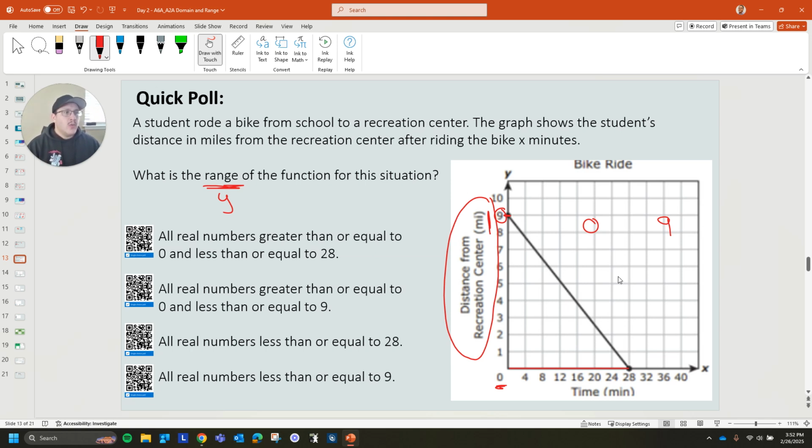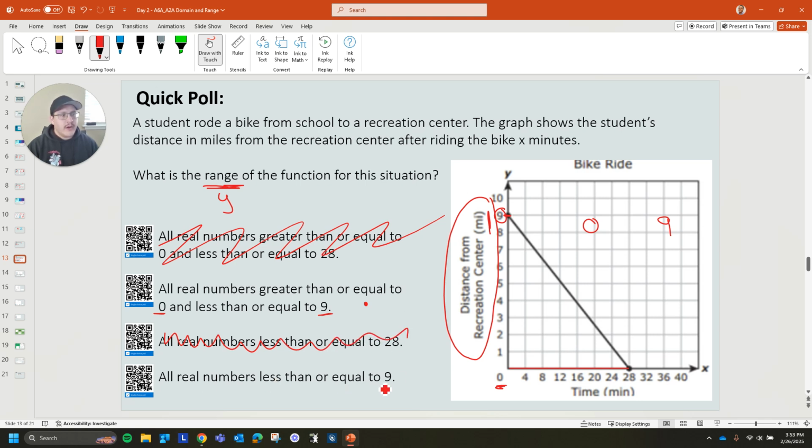Okay, what can we mark off automatically? So all the real numbers greater than or equal to 0 and less than or equal to 28. 28 doesn't make sense. So this one, take it out. 0 greater than or equal to 0 and less than or equal to 9. Okay, that makes sense so far. 0 and 9. All real numbers less than or equal to 28. We're not talking about 28 at all.